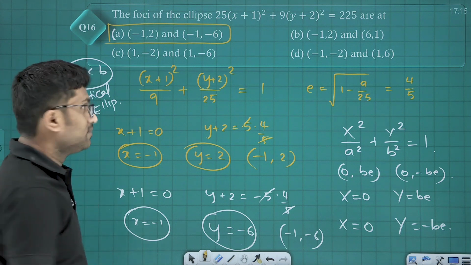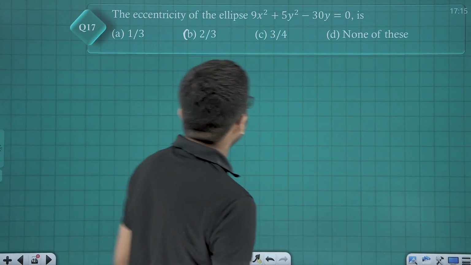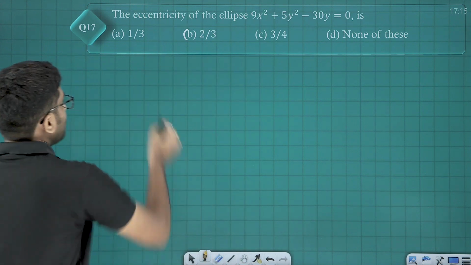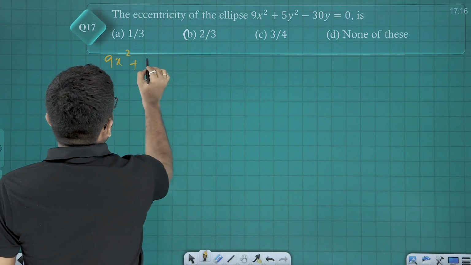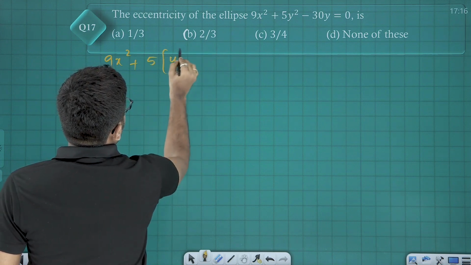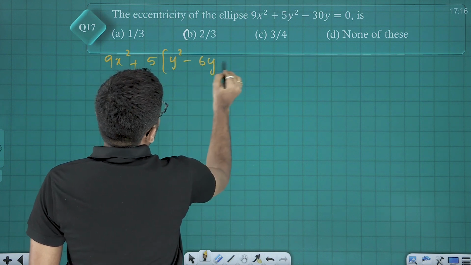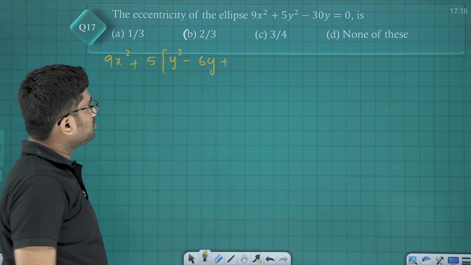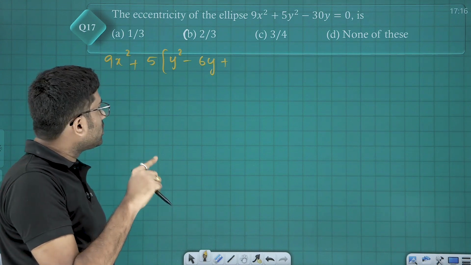Answer is option A. Next question. The eccentricity of the ellipse is, first let's try to express it in standard form. 9x square plus, let's try to complete it. 5 common, y square minus 6y. See friends, minus 6y we can write it as minus 2 into y into 3.